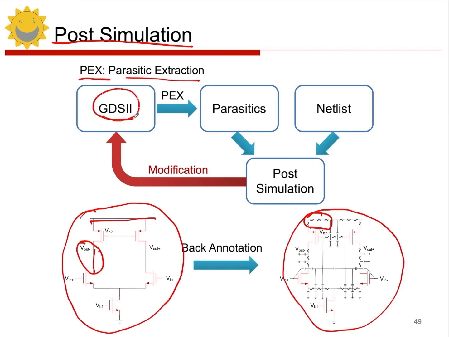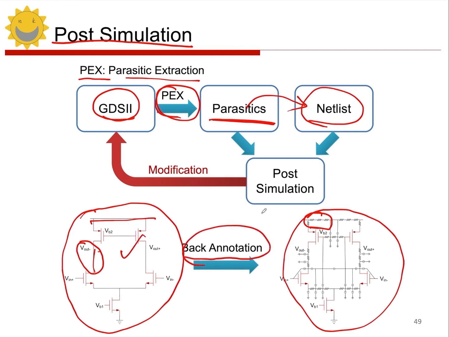We take our GDS2 file, the one we've drawn, and then we can generate parasitic parameters through parasitic extraction. After that, we take our original netlist and annotate it with the parasitic parameters. So our initial netlist looks like this, right? After adding the parasitic parameters, this process is called back annotation.